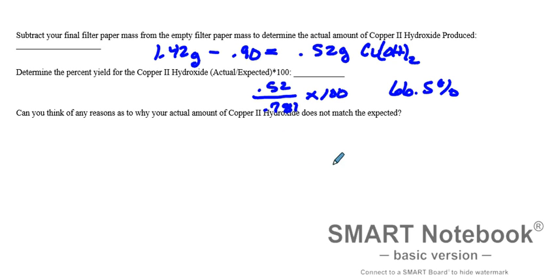Now, any reasons that there could be errors that doesn't match? I mean, think about places you might have lost some product on funnels and flasks and maybe on the sideboards. Okay, you could have lost some on filter paper that fell off. You know, any kind of reasons you could come up with for why you don't have 100%.